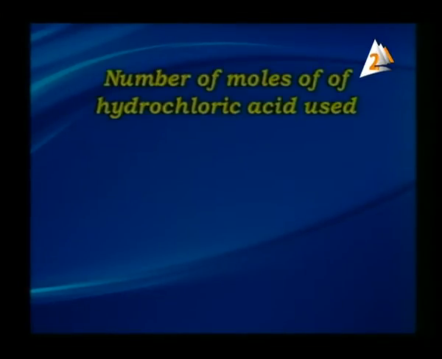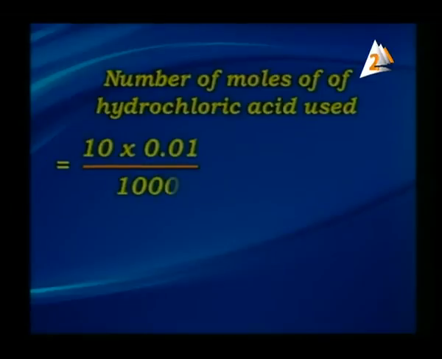We need a concentration. Let's go to the solution. As a beginning, we must know the number of moles of hydrochloric acid that is used. Now we say it equals 10 times 0.01 divided by what? Divided by 1000. Here it equals 0.001 mole. We say 1000 here because we change from milliliter to liter.